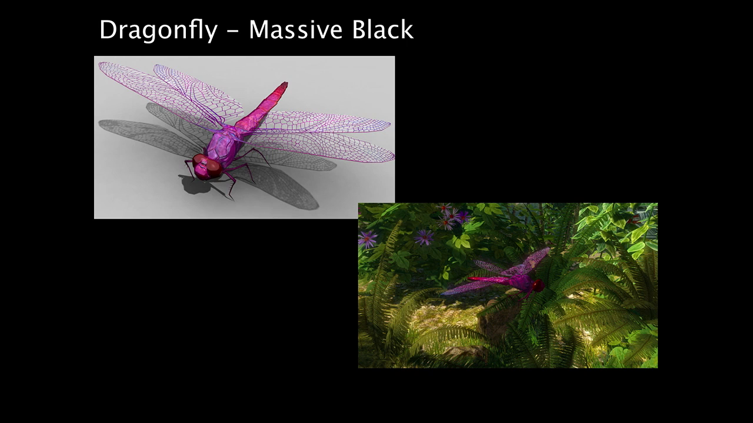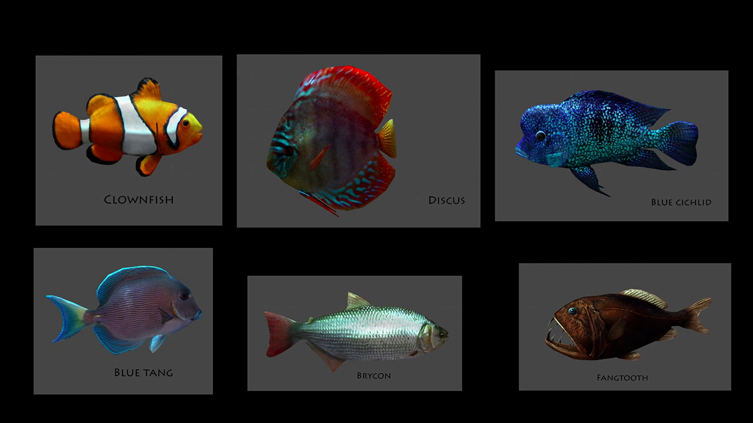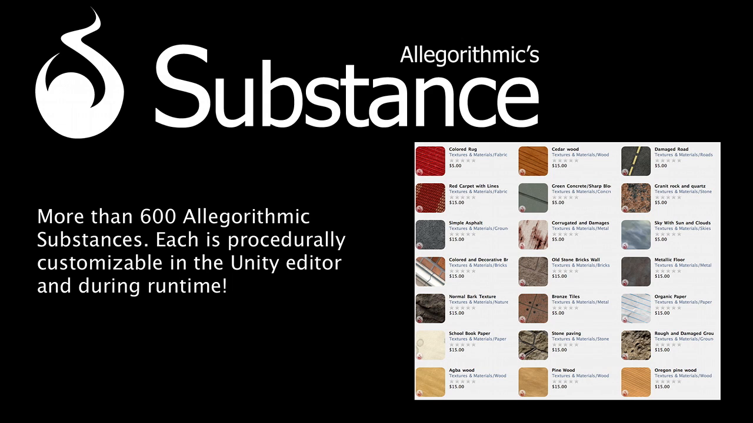Massive Black, which is a pretty well-known design studio in San Francisco. They have some things for sale in the asset store. Not a lot, but some good stuff. If you like fish, I like fish. We have fish. Algorithmic has their fantastic Substance databases in the asset store. So if you're looking for procedural substances, procedural materials that are very compact and customizable, you can find almost everything there.